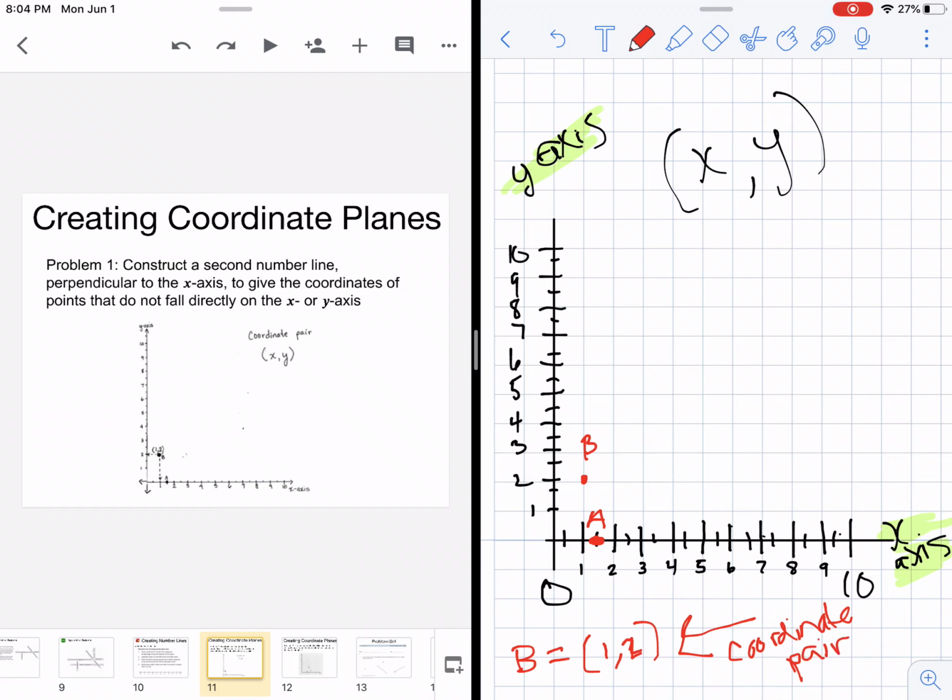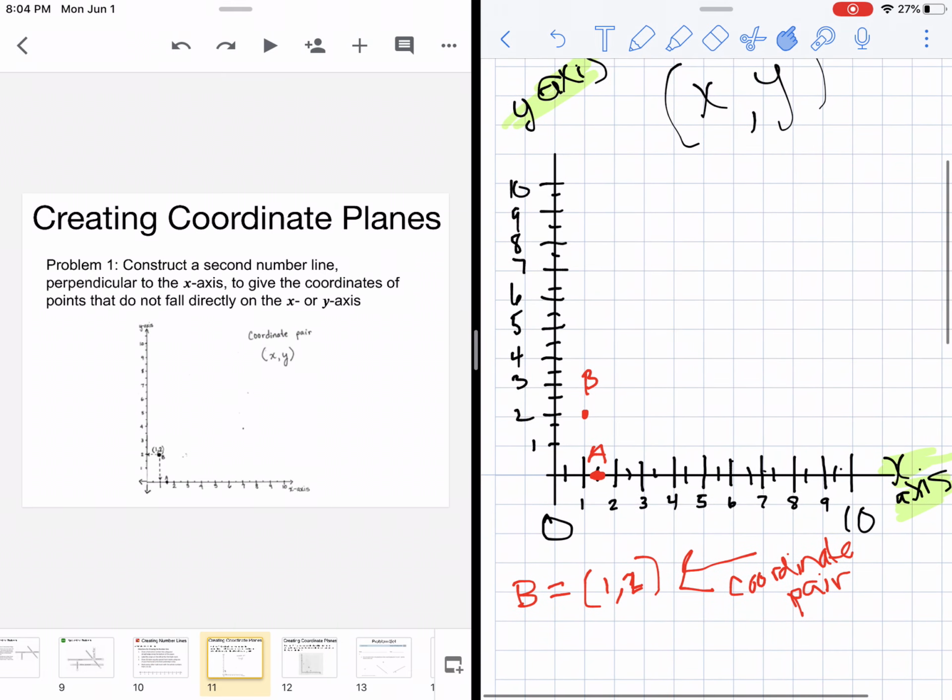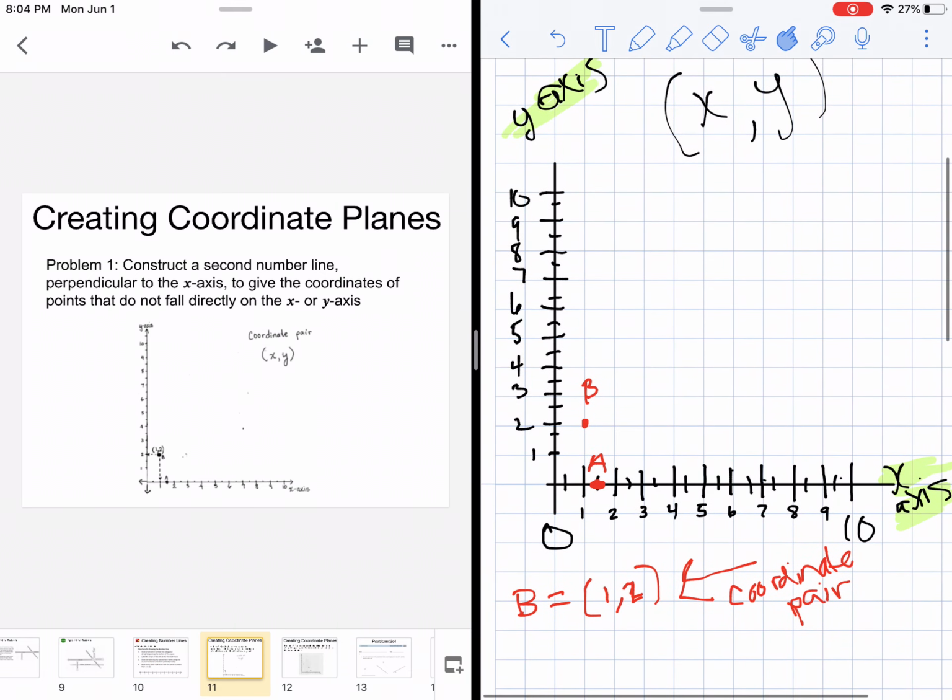So I'm going to give you another coordinate pair, and you are going to mark it as C. So I'm going to scroll down here. Here's your coordinate pair, C. The point at C is 4, 8. You're going to plot that point 4, 8 and label it C.